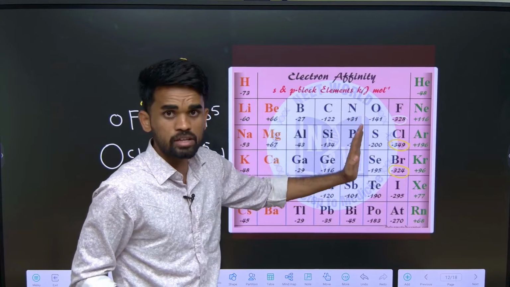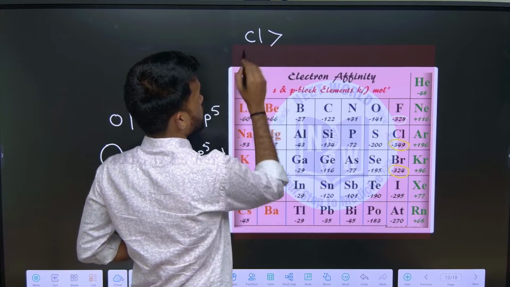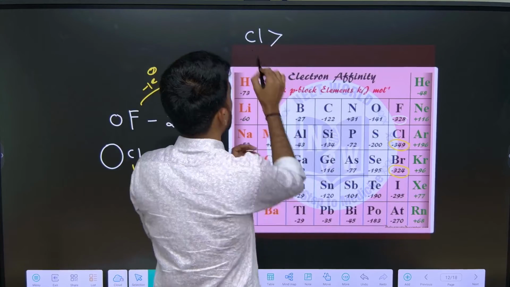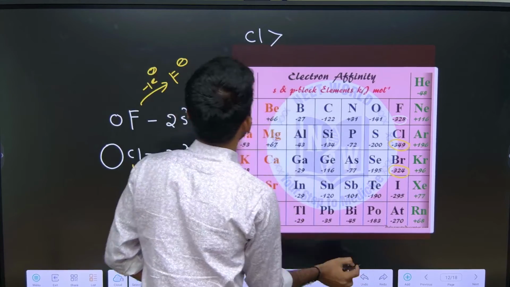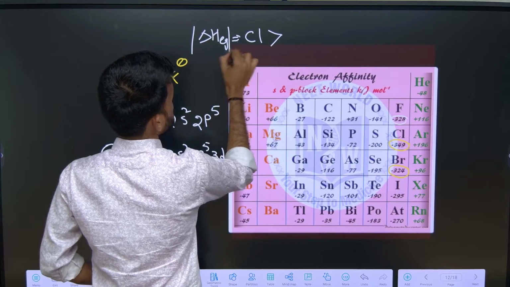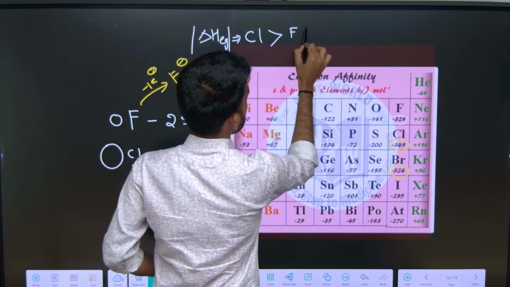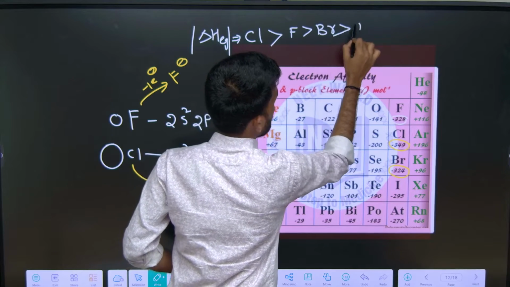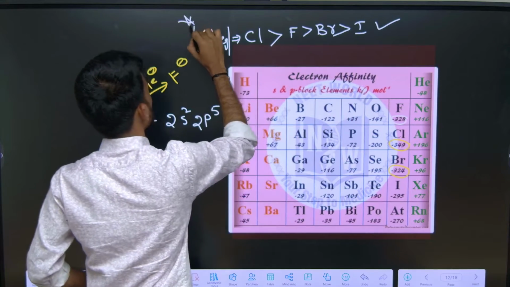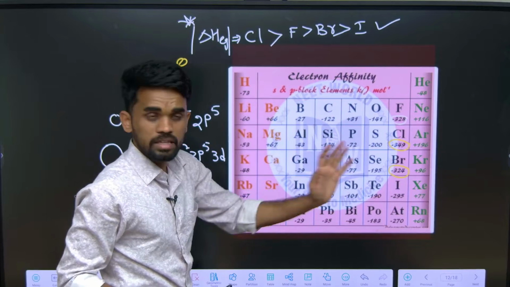Therefore, what is the order for the halogens? I am talking about delta Heg, just applying the mod and writing, so these are absolute values. Take chlorine, then fluorine, then bromine, then iodine. So this will be the order. This question is frequently asked, and you will see it in the exam.